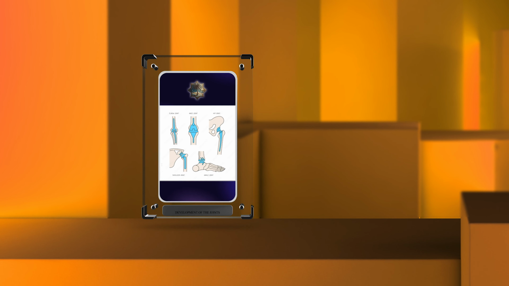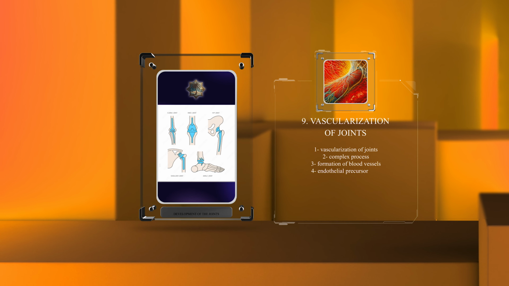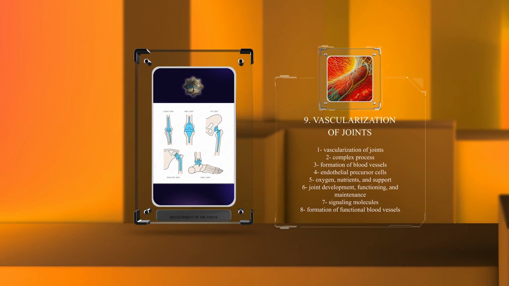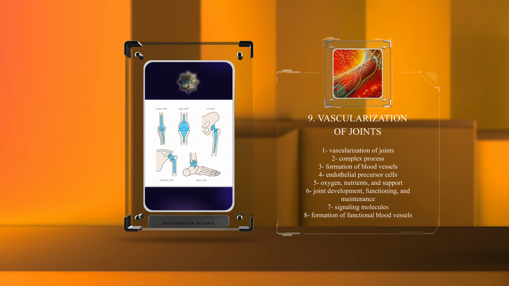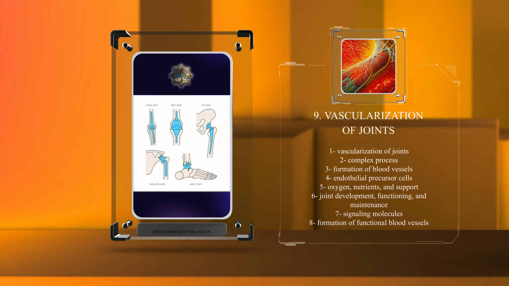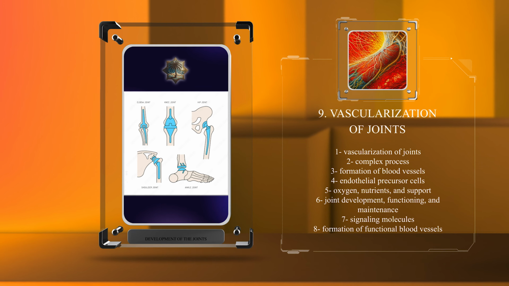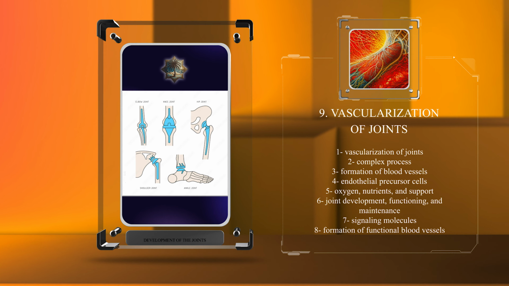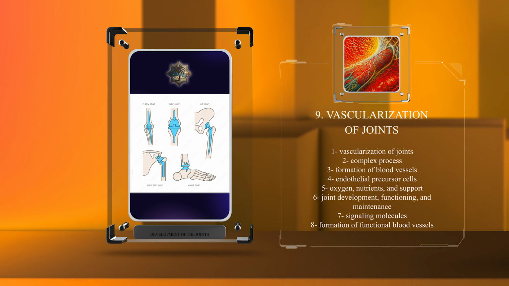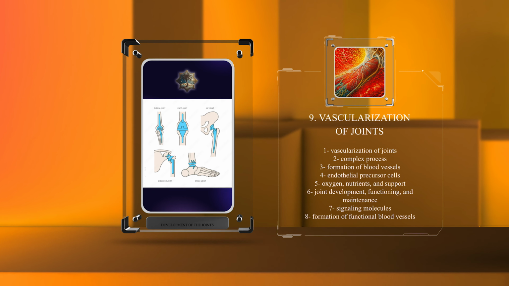In summary, the vascularization of joints is a complex process involving the formation of blood vessels from endothelial precursor cells. These blood vessels provide the necessary oxygen, nutrients, and support for joint development, functioning, and maintenance. Signaling molecules play a crucial role in guiding the formation of functional blood vessels.